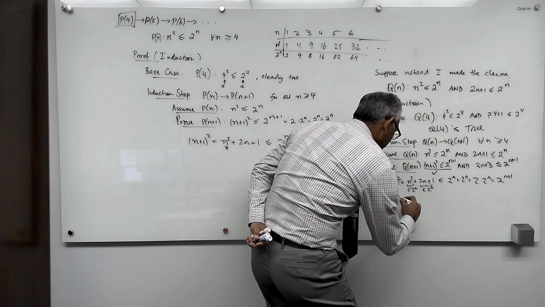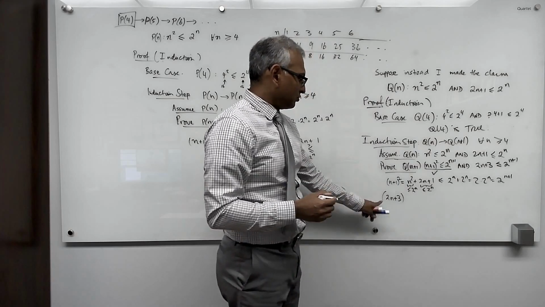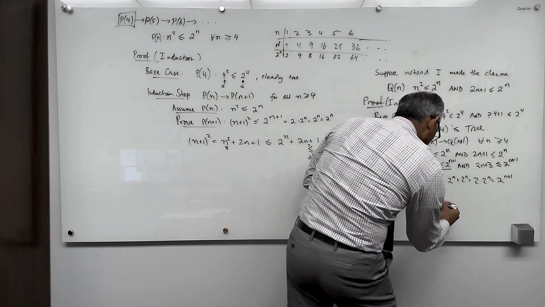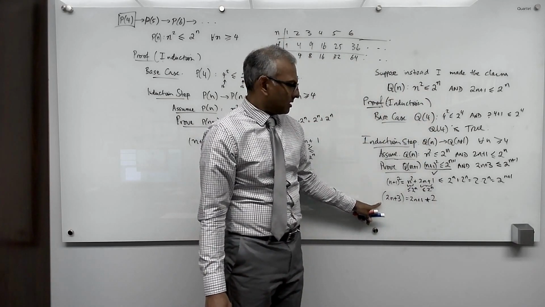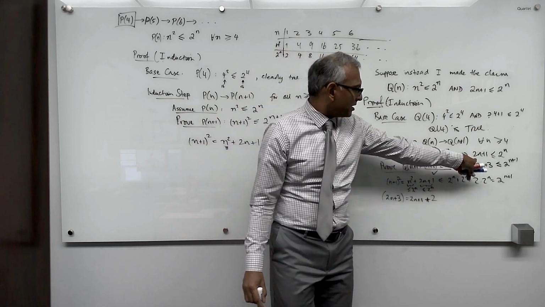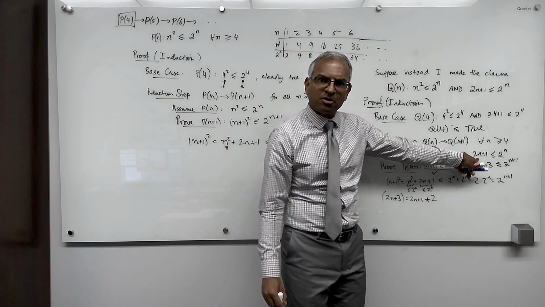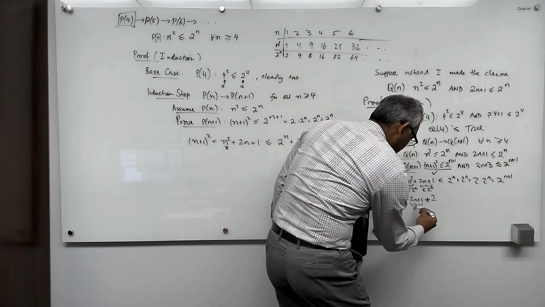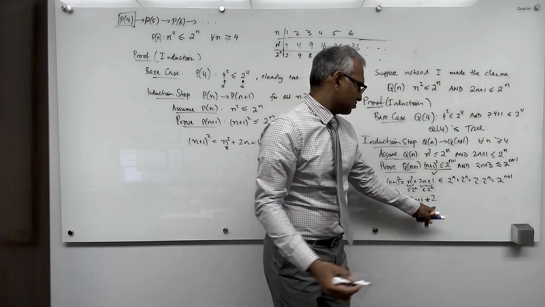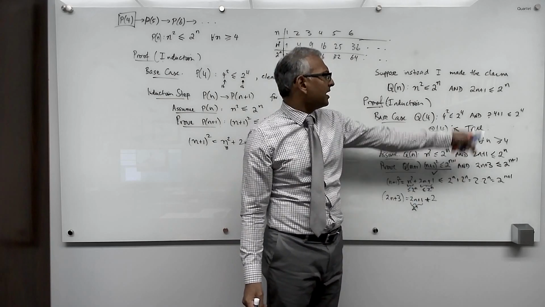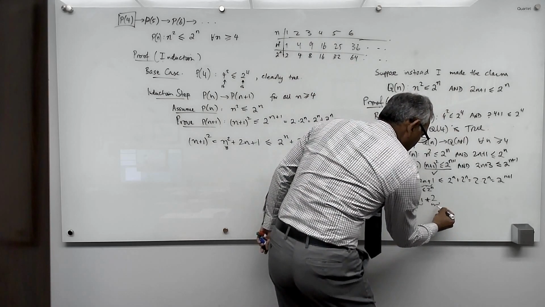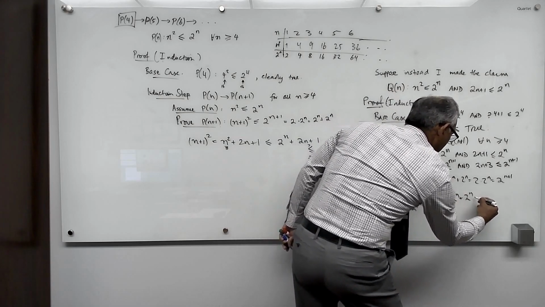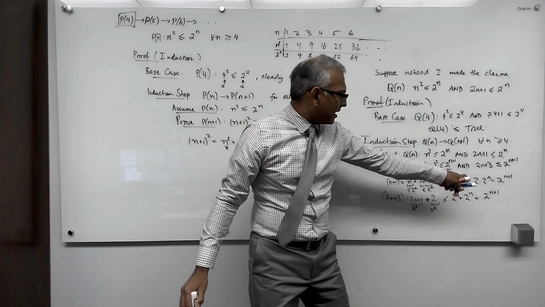that 2n plus 3 is less than or equal to something. But 2n plus 3 is equal to 2n plus 1 plus 2. And look, 2n plus 1, from my induction hypothesis, is less than or equal to 2 to the n. And 2 is certainly less than or equal to 2 to the n when n is greater than or equal to 4. So this is less than or equal to 2 to the n plus 2 to the n, which is 2 to the n plus 1, as required.